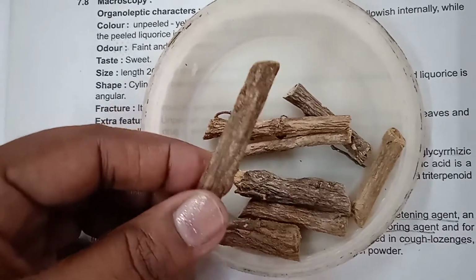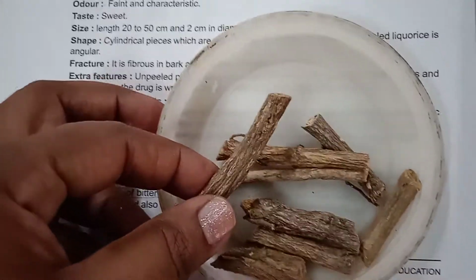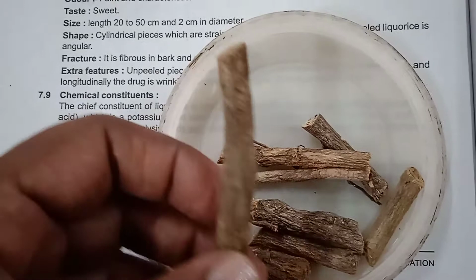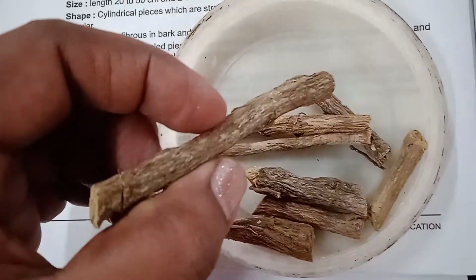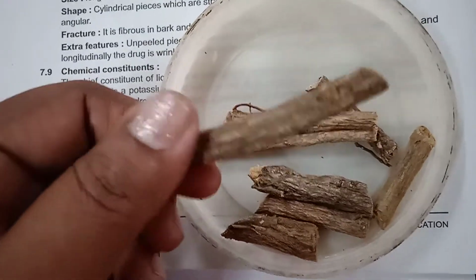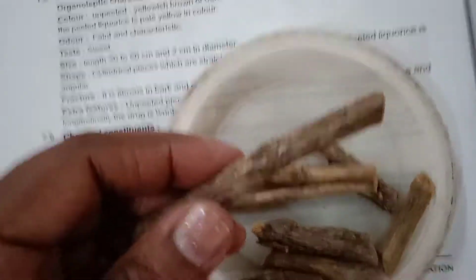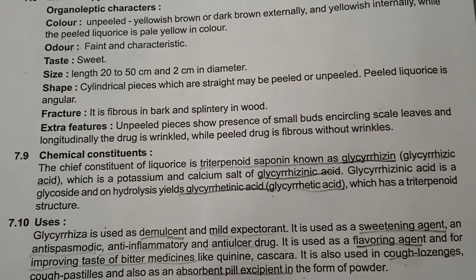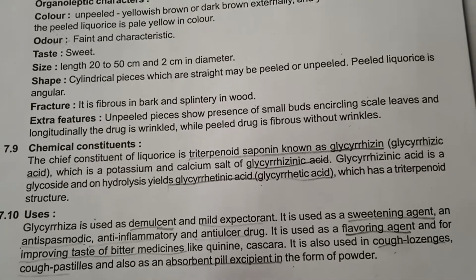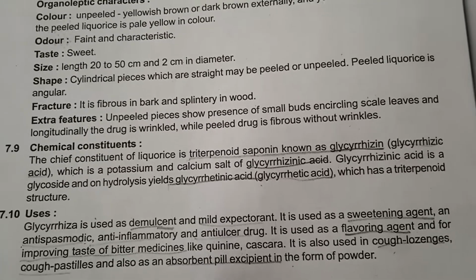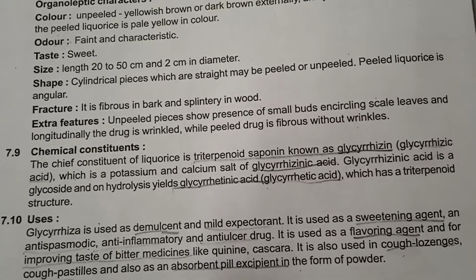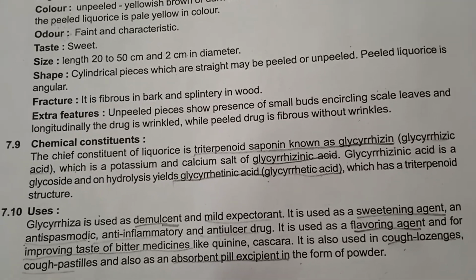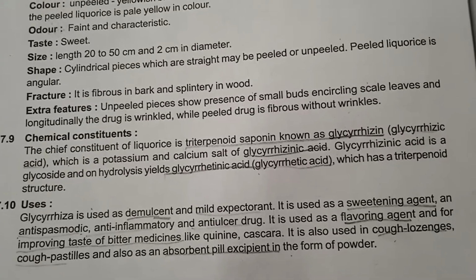Here you can see this is a licorice root which is cylindrical in shape. Length is 20 to 50 centimeter. But these are the broken pieces of this licorice root. Extra features of this drug: unpeeled pieces show presence of small buds encircling the scale leaves, and longitudinally the drug is wrinkled, while peeled drug is fibrous without wrinkles.